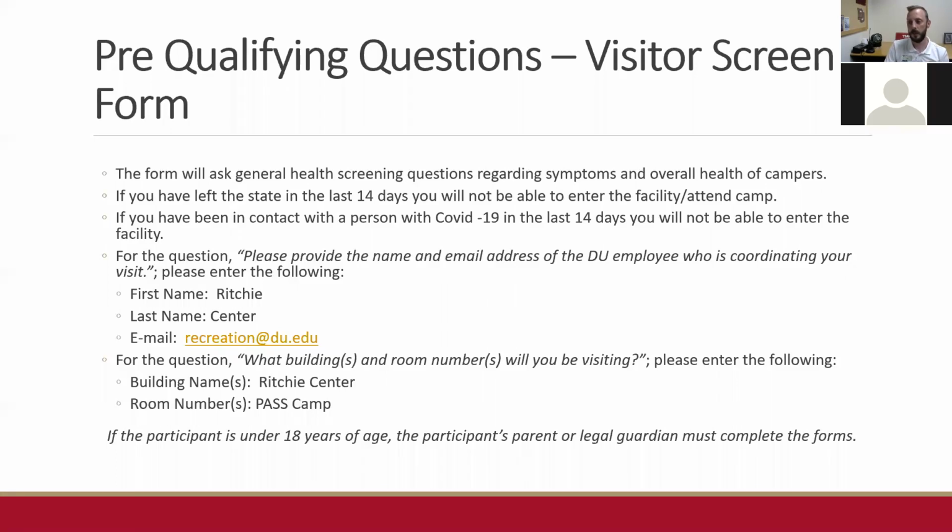Now it will ask you what building and room number you're visiting. The building is Ritchie Center, and for the room number, you can just list P.A.S.S Camp. And then once you fill out that area, it'll ask if your participant is under 18. Select yes, and then you will fill out some more information, which I'll show you an example of on the next screen.